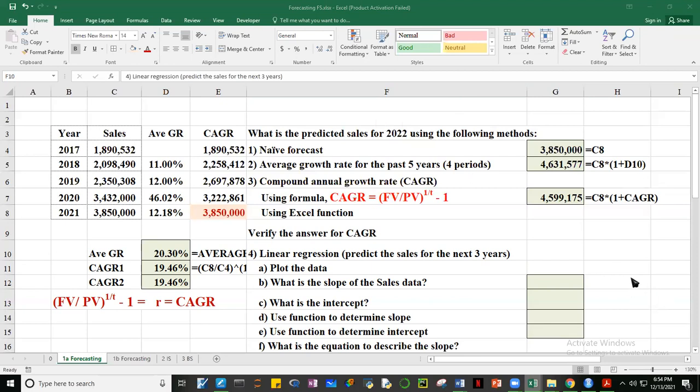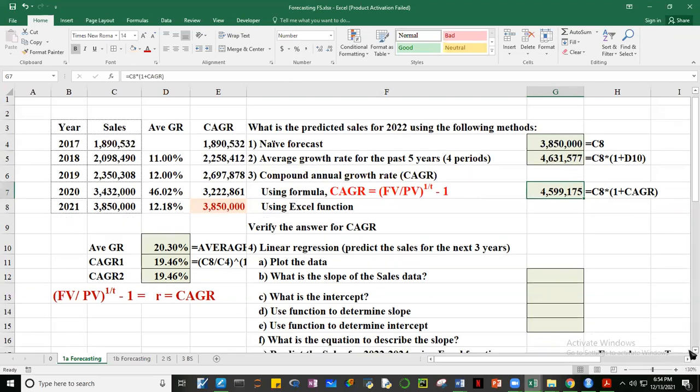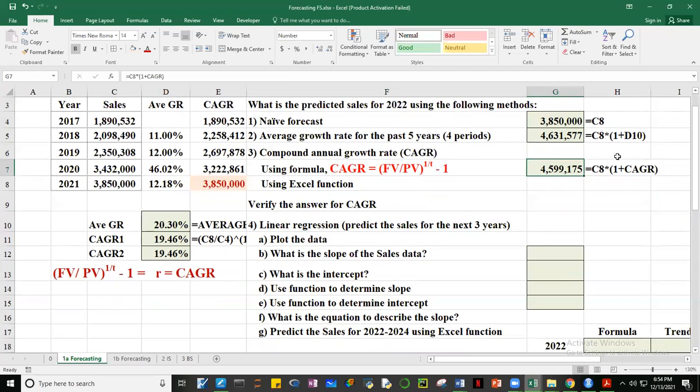So our objective is to forecast the sales using linear regression. So far, we have used the naive forecast, the average forecast and the CAGR in order to predict our sales for 2022. Of course, if you want to predict the sales up to 2024, that's easily done because from 2022, you can also let it grow by the CAGR. That means multiplying this again by 1 plus the CAGR until you reach 2024. So that would be a three-year forecast.